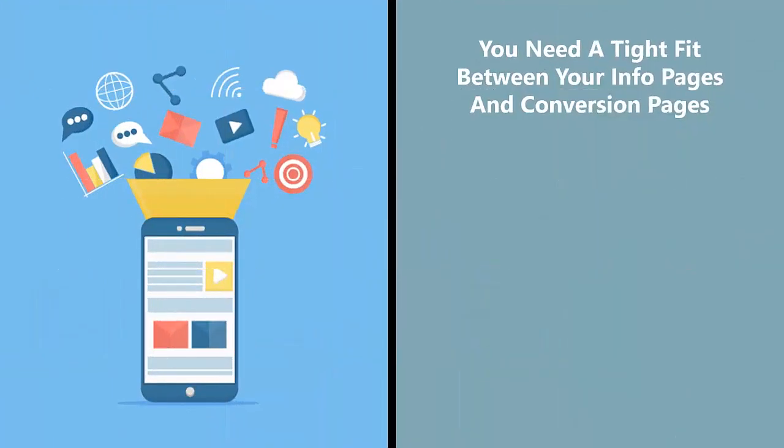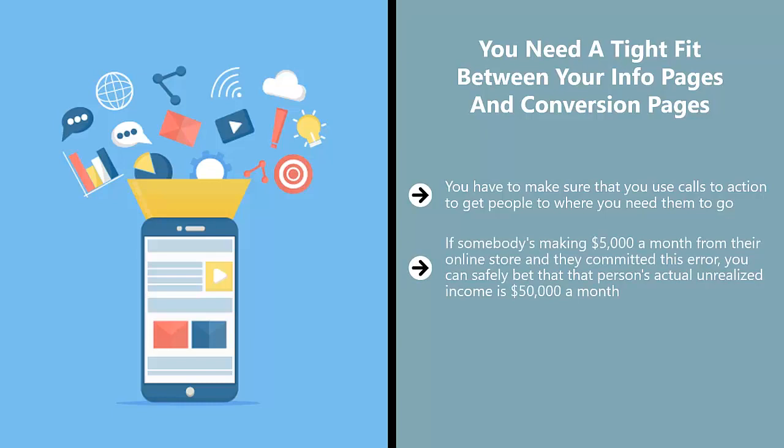You need a tight fit between your info pages and conversion pages. You have to make sure that you use calls to action to get people to where you need them to go. Unfortunately, when marketers set up K and L pages, they skip the T pages. This is an often fatal mistake. If somebody's making $5,000 a month from their online store, and they committed this error, you can safely bet that that person's actual unrealized income is $50,000 a month. A lot is lost in translation because they skipped a very vital part of the overall sales conversion process. These are not linked up properly.